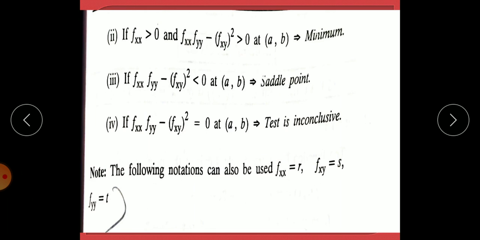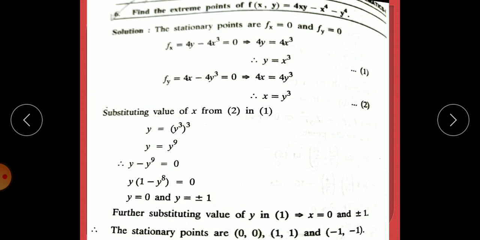The notations p, q can also be used for fx, fy. We can use r, s, t also. So please keep the notations in mind. Let us see the first problem.